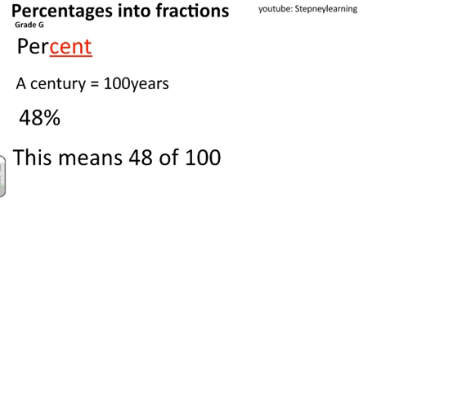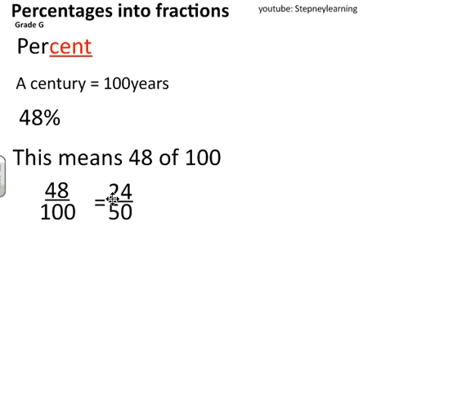Okay, so 48 out of 100. We can write that as a fraction and it will look like this: 48 divided by 100, or 48 out of 100. Now that is it. We've turned this percentage into a fraction, but this can be simplified. Because both these numbers are even, we can divide them both by 2 and make them smaller.